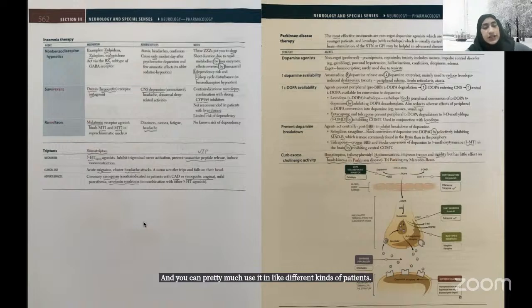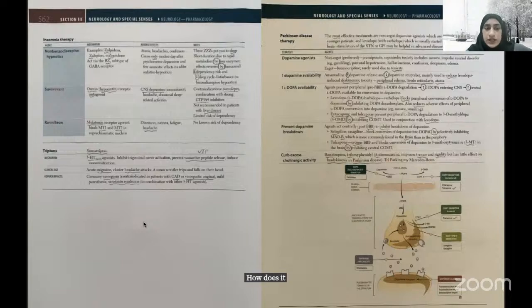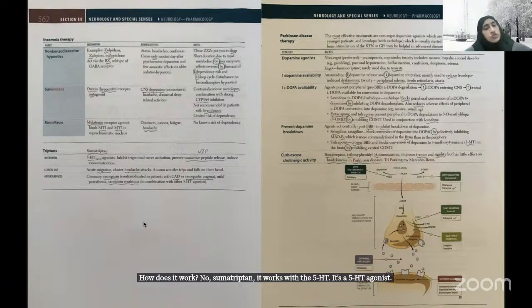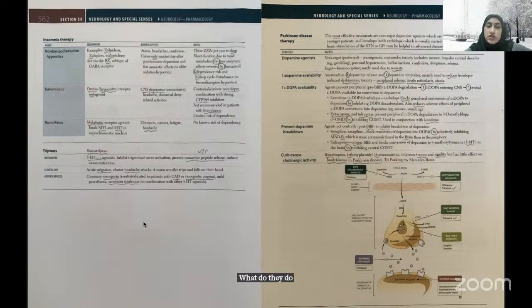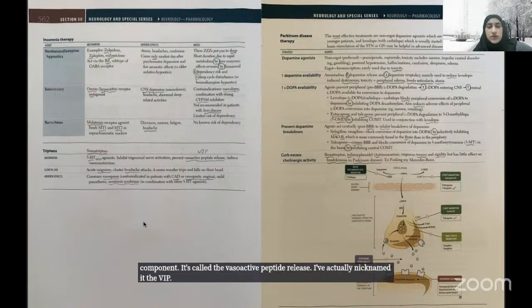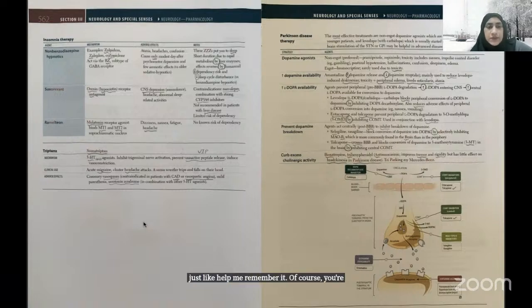Moving towards the triptans, the most famous drug here is sumatriptan. How does it work? Sumatriptan is a 5-HT agonist. They inhibit the trigeminal nerve activation and prevent a very important component, the vasoactive peptide release. I've actually nicknamed it the VIP just to help me remember it. Of course, you're free to use your own mnemonic. And they induce vasoconstriction. Triptans are mostly used in acute migraines and cluster headache attacks.